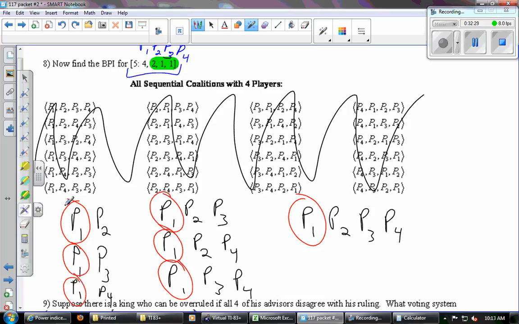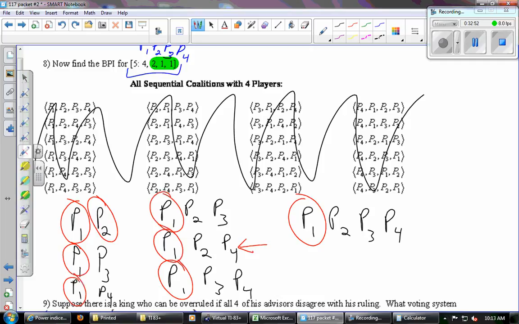Okay, so let's cross off P2 temporarily. I'm trying to figure out if P2 was really important. Were they critical in that coalition? Does P1 have enough without P2 in there? No. So is P2 critical? Yes, because without P2, it loses. So we circle P2. Now you guys are going to have to do the rest of these, but let me just go to one more spot.